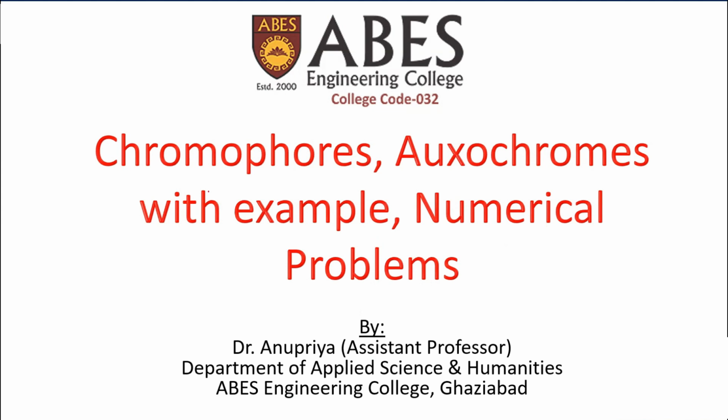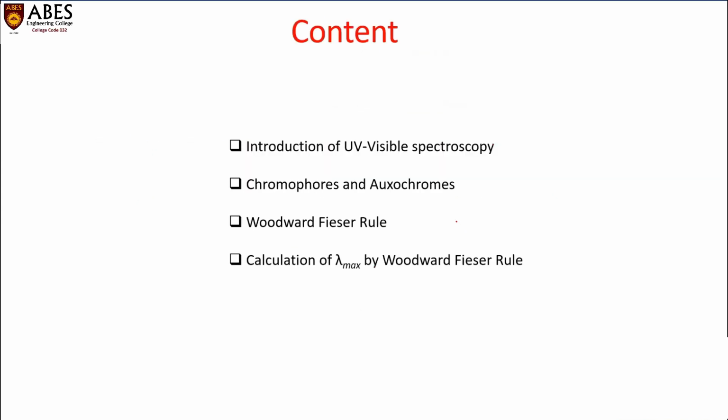In this session, we will discuss chromophore and auxochrome with examples and numerical problems. The topics we are going to cover are: a brief introduction of UV visible spectroscopy, chromophore and auxochrome, the Woodward-Fieser rule, and the calculation of lambda max by the Woodward-Fieser rule.